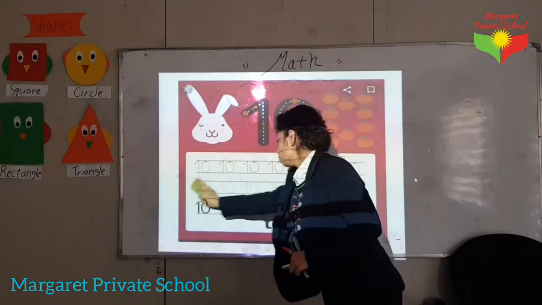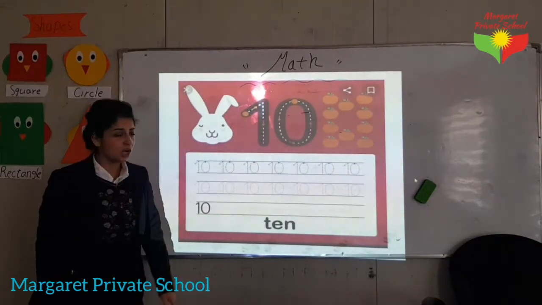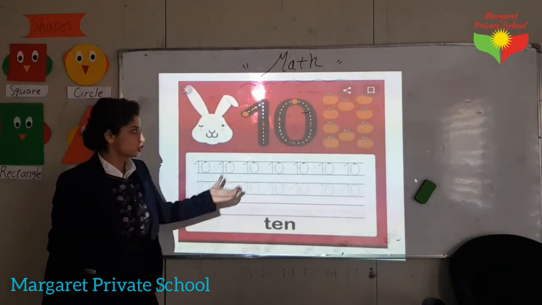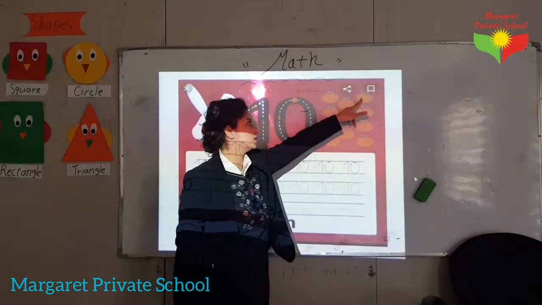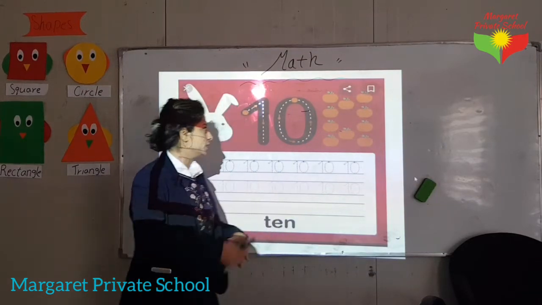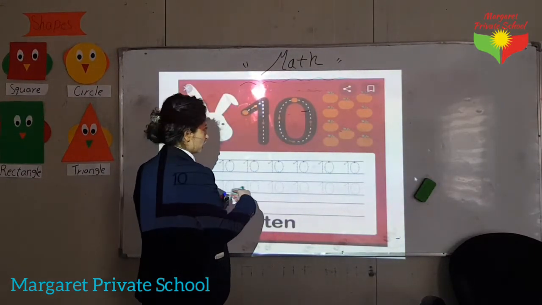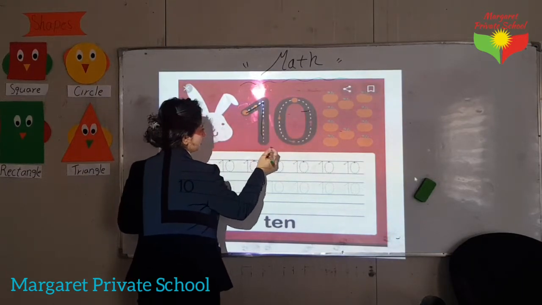How many orange do you see? In this picture, how many orange do you see? Let's count it. 1, 2, 3, 4, 5, 6, 7, 8, 9, 10. We have 10 orange in this picture.